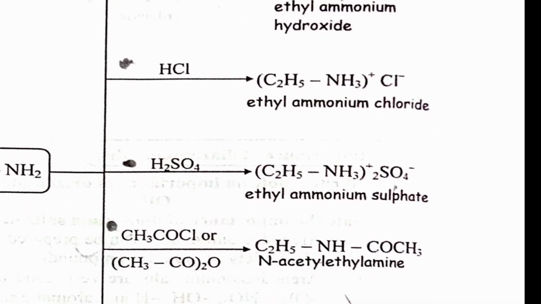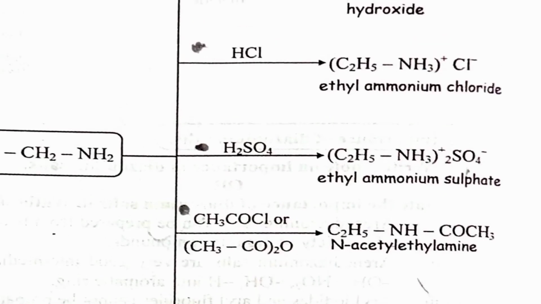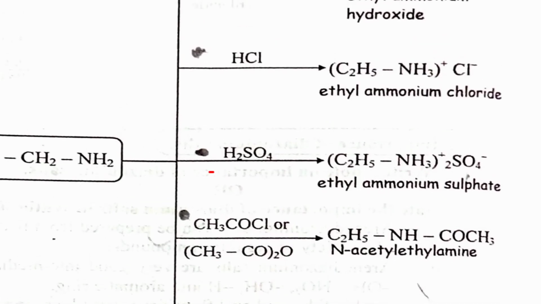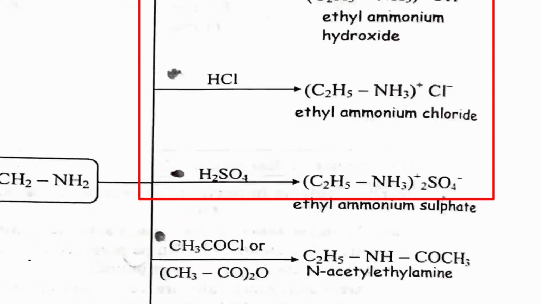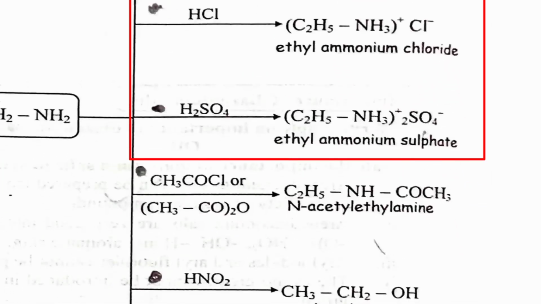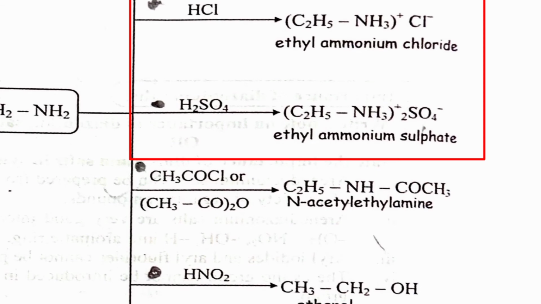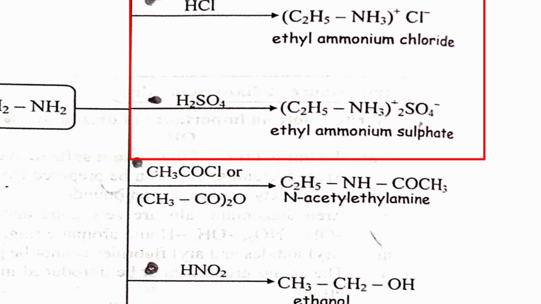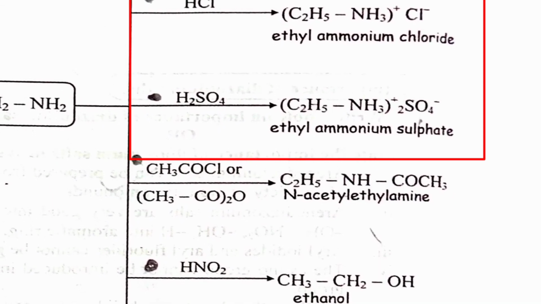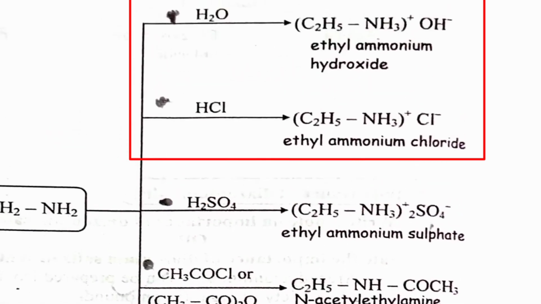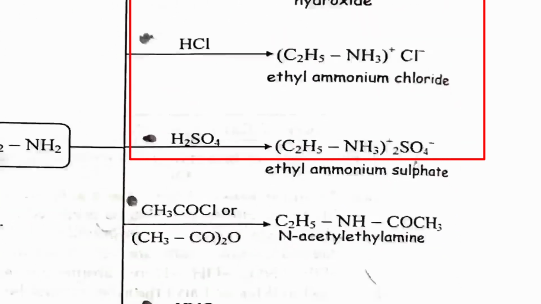Ethyl ammonium chloride. Same as with sulfuric acid, ethylamine also reacts with sulfuric acid. After reaction with sulfuric acid, ethyl ammonium sulfate is formed. Look, all three reactions are similar in nature, that is ionization or hydrolysis. The product is also dissolved in hydrochloric acid, sulfuric acid and water.